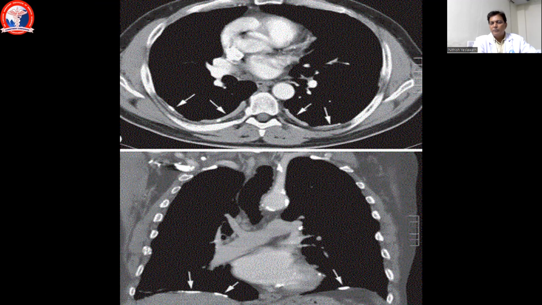On coronal images, on the left hemidiaphragm, the pleura along the diaphragm is showing dense, thick plaque. On the right side, it is more elongated and more plaques are seen. So these calcific plaques are seen along the chest wall as well as along the diaphragms. So this was a case of asbestos exposure. As we know, asbestos exposure over a long duration can give pleural plaques.